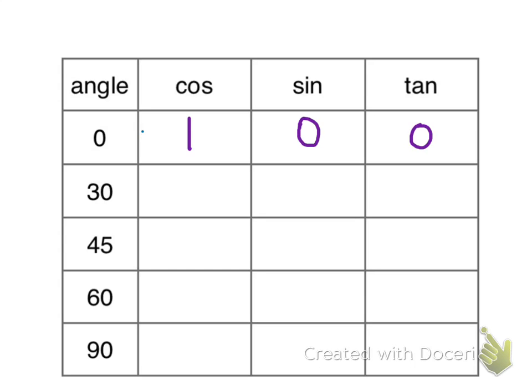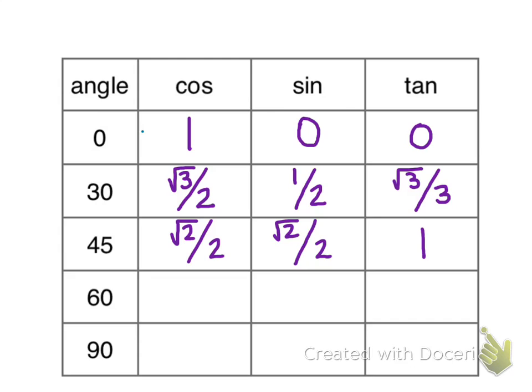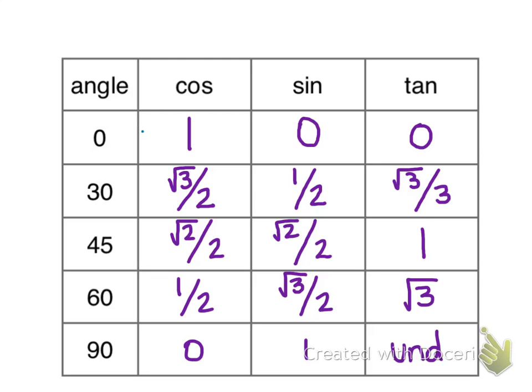So at 0 degrees, the cosine is 1, sine is 0, tangent is 0. 30 degrees, the cosine is square root of 3 over 2, sine is 1/2, so then the tangent is square root of 3 over 3. 45 degrees, cosine square root of 2 over 2, sine square root of 2 over 2, tangent is 1. 60 degrees, cosine is 1/2, sine is square root of 3 over 2, tangent is square root of 3. And then 90 degrees, cosine is 0, sine is 1, and then the tangent is undefined.